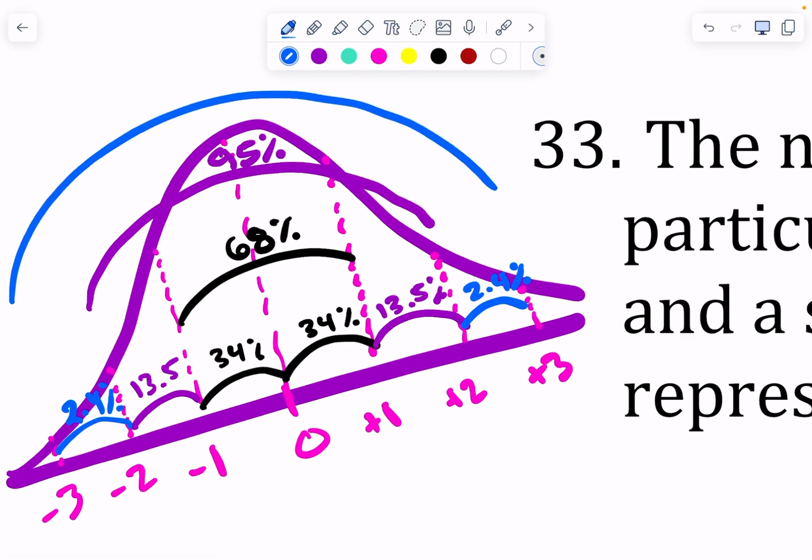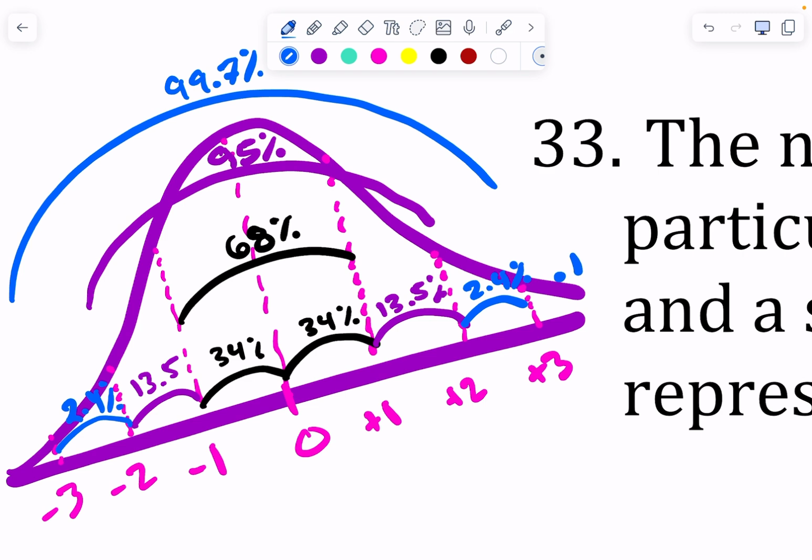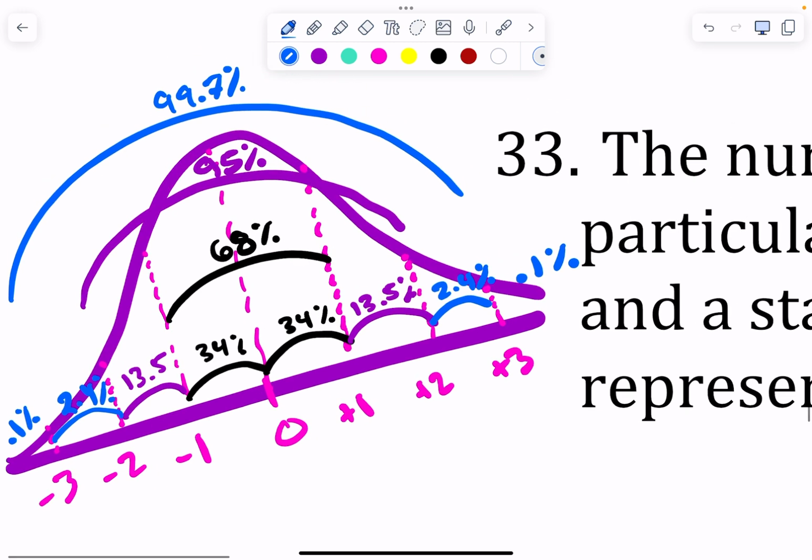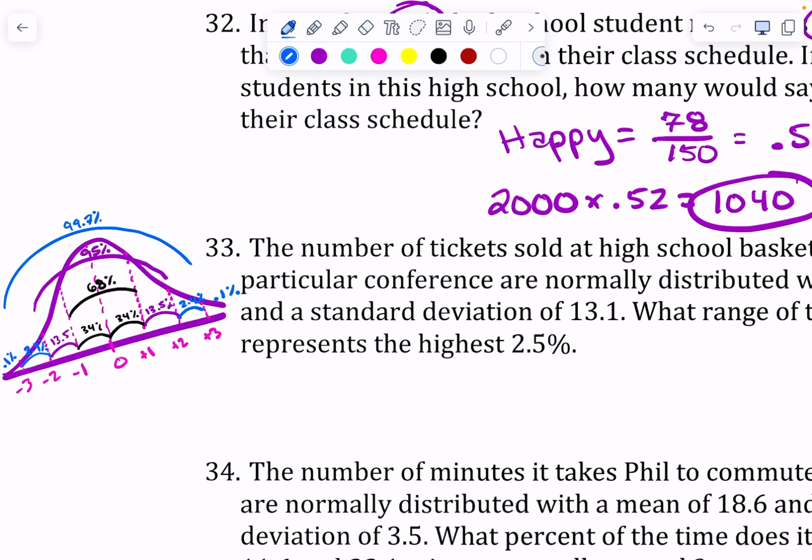It's 99.7%. And this guy right here is 0.1% that lives beyond the 3, and 0.1% which lives beyond the 3, right? It's actually 0.15, but whatever. Who cares? Okay? Good?